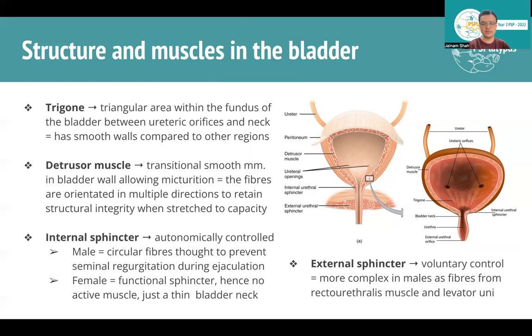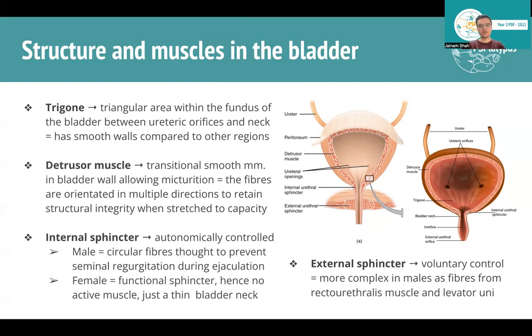With males, you've got circular fibers. What they do is they prevent the regurgitation of semen when they ejaculate. In females, you've got a functional sphincter again. There's no muscles this time, so that's why it's a bit different to the male system. It's just that you've got a very thin bladder neck, so it acts as that functional blockage to prevent regurgitation of urine. The external sphincters are voluntarily controlled.